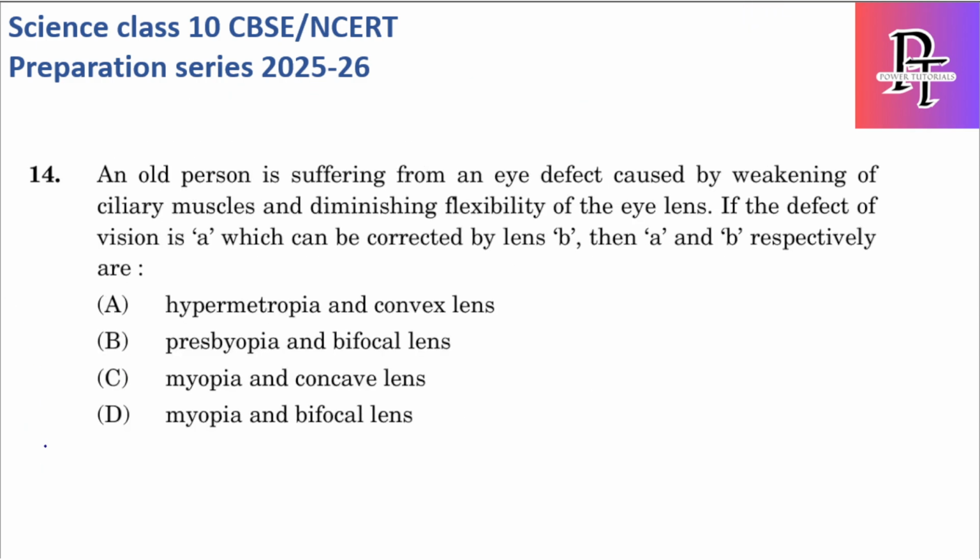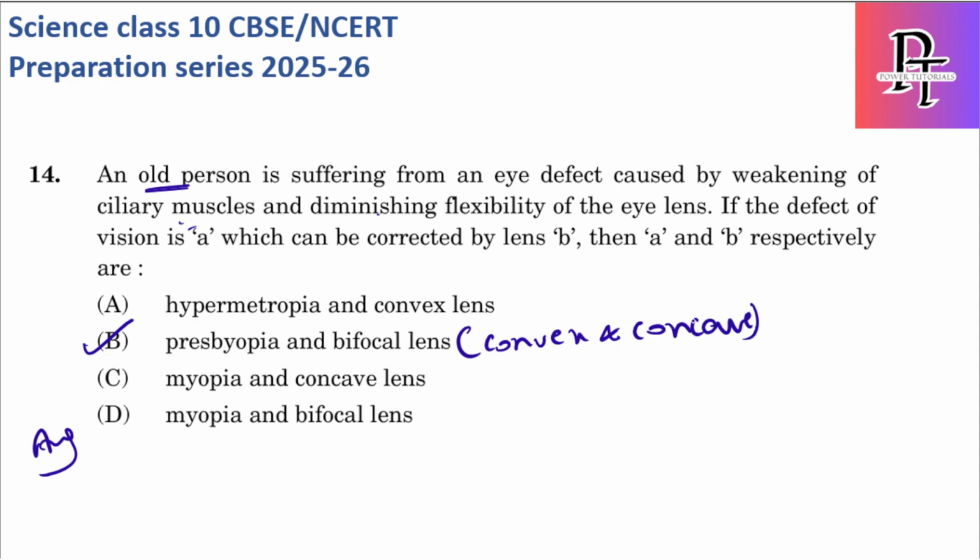let's move to the 14th. An old person is suffering from an eye defect causing a weakening of ciliary muscles and diminishing flexibility of the eye lens. If the defect of vision is corrected by lens B, then A and B are. For old persons, if they have both the situations, then it should be presbyopia and bifocal lens are required. Which is a combination of both convex and concave.